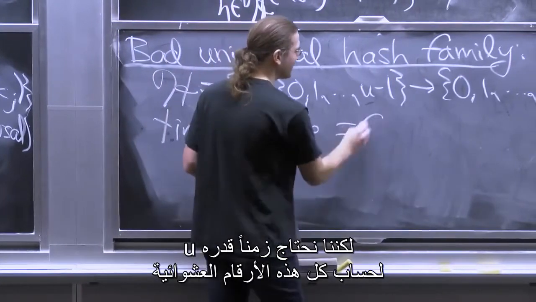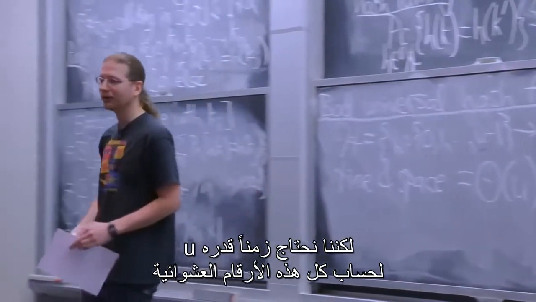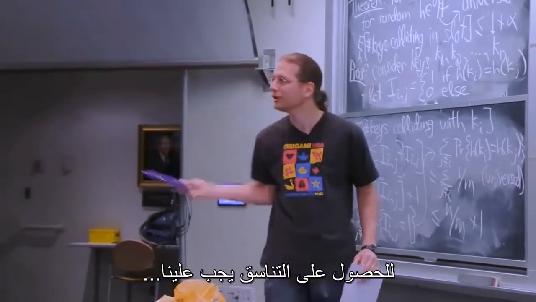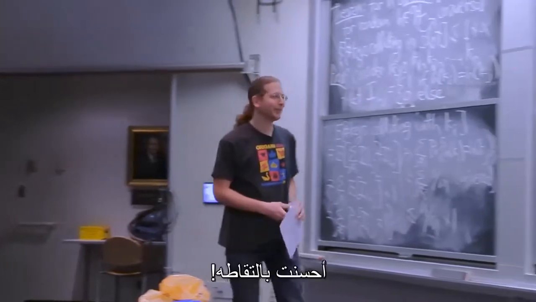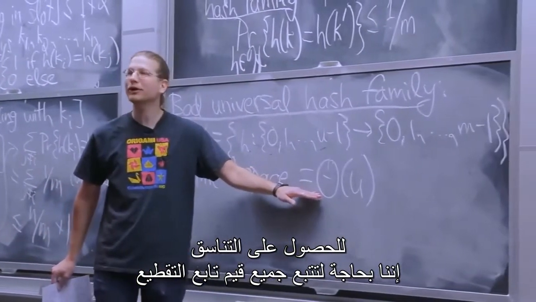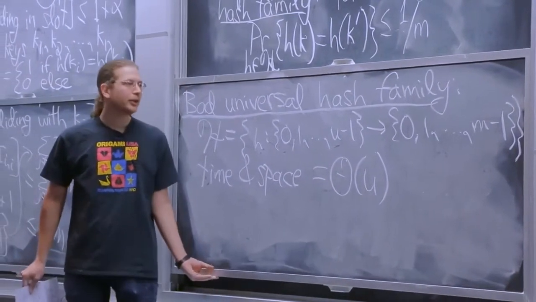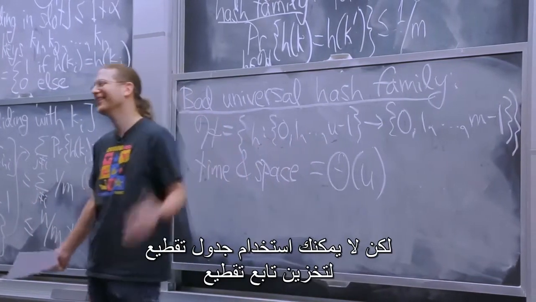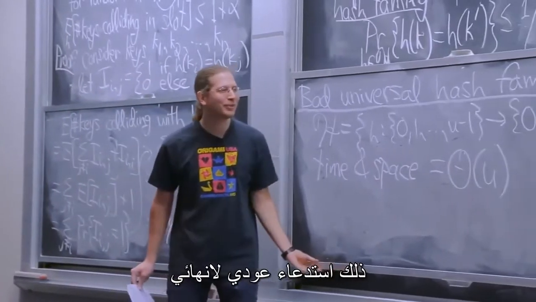But we need U time to compute all those random numbers. And we need U space to store that hash function. In order to get consistency, we need to keep track of all those hash function values. And that's not good. You could try to not store them all, use a hash table, but you can't use a hash table to store a hash function. That would be infinite recursion.